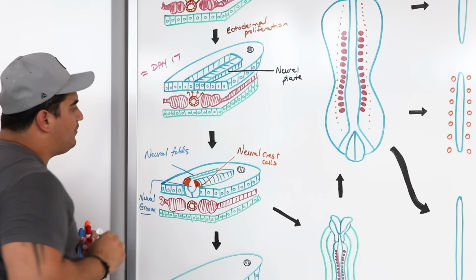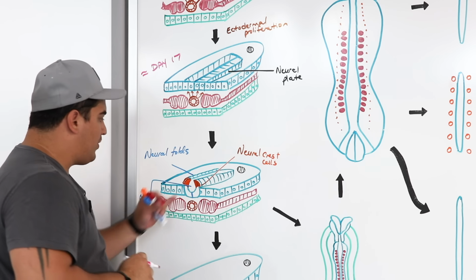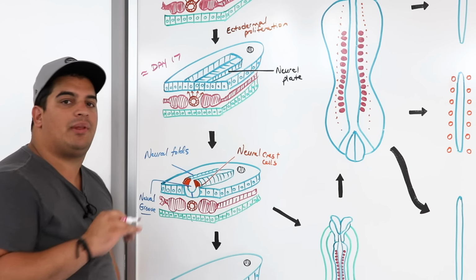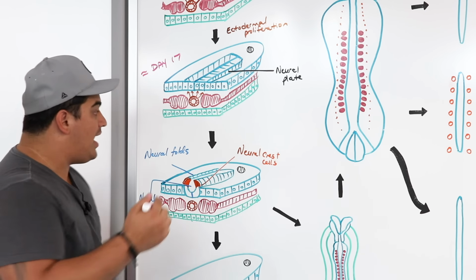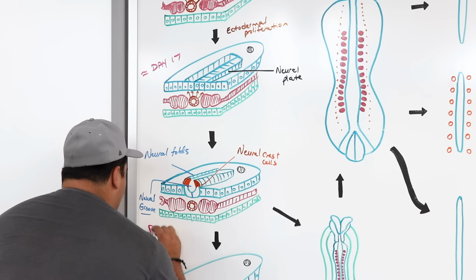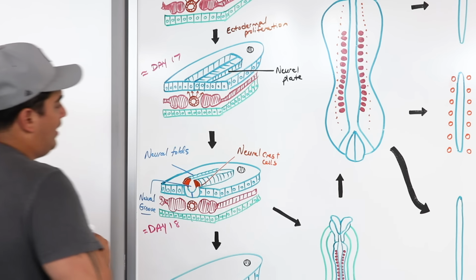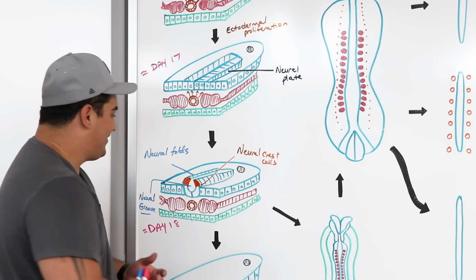Somewhere around that. Now, neural folds with the neural groove and the neural crest cells, they start kind of growing approximately around day 18, so the next day. So you'll see this around day 18. Now, here's where it gets really good, right?